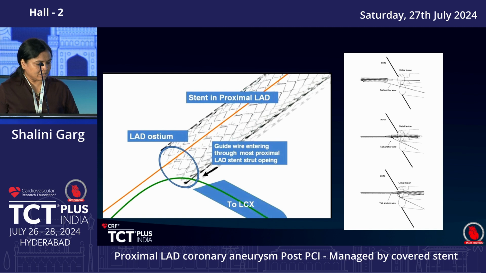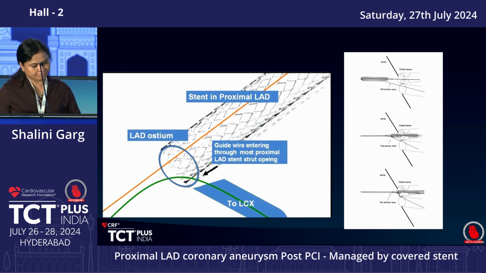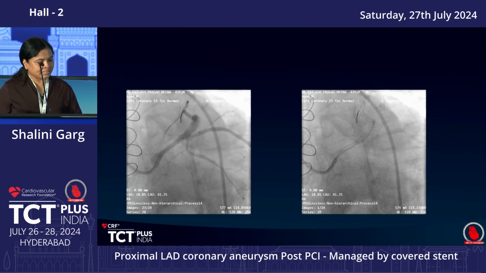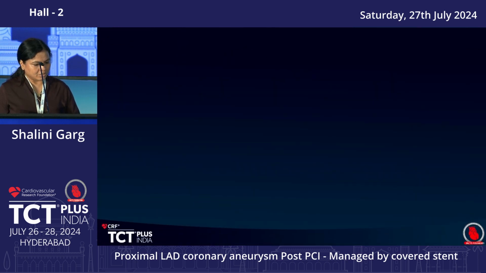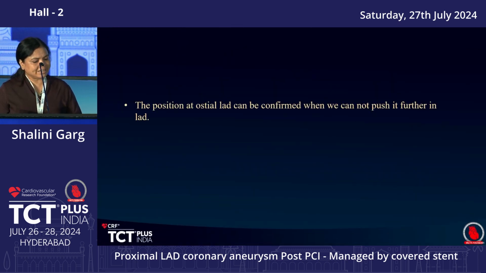So this is the anchor wire passing through the proximal most lifted struts to RI, and this is the primary wire into the LAD, and stent was passing over primary wire as well as anchor wire. We have to take precautions in keeping these two wires separate. So here is the stent over the primary wire as well as anchor wire. The position at ostial LAD can be confirmed when we cannot push it further into LAD. The anchor wire restrained the further pushing of stent into the LAD.